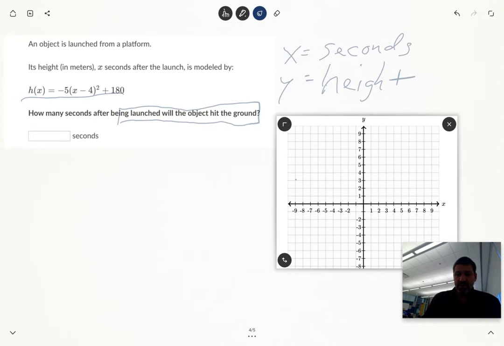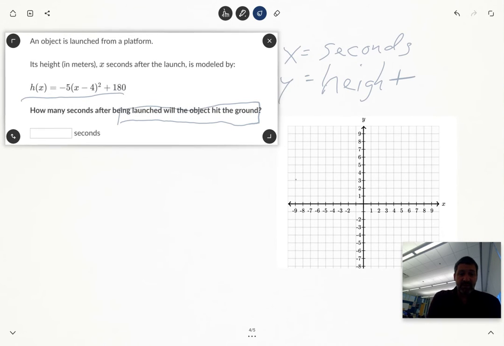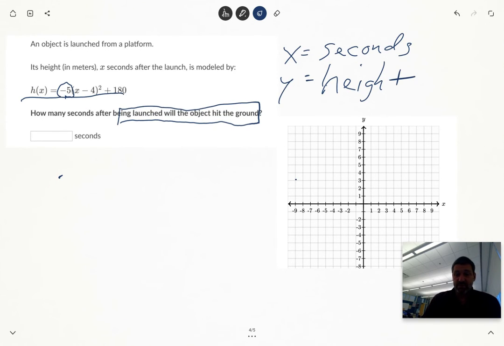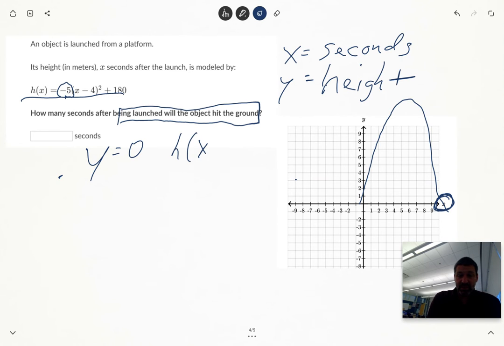Okay, so it's a -5. It's a -5, so it's going to be going down. And we have vertex at 184. So again, this doesn't go up to 180, but it's going to go, let's say, like that, like that. And it says how many seconds after being launched does the object hit the ground. So we're looking for that piece right there. And that would be when y is equal to 0, or we can think of it as h of x being equal to 0. So we're plugging in 0 to our original equation here.